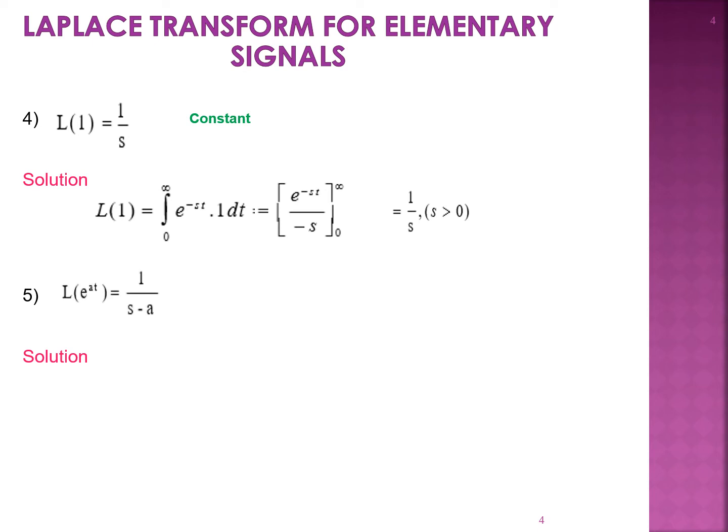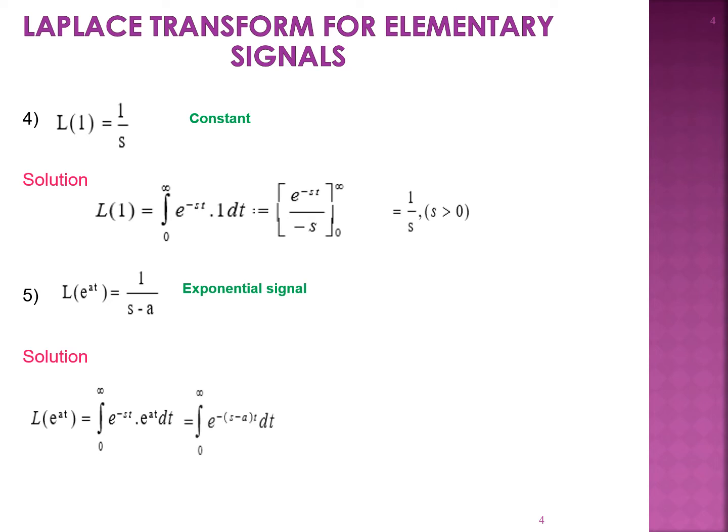Right, now we are going to find out the Laplace transform of e power at. So what is x of t? X of t is e power at. Now as usual, write down the Laplace transform formula. The Laplace transform of e power at is the integral from 0 to infinity of x of t. What is x of t? E power at into u of t, right? That is why it has changed to 0 to infinity. So e power at, e power minus st into dt, right?